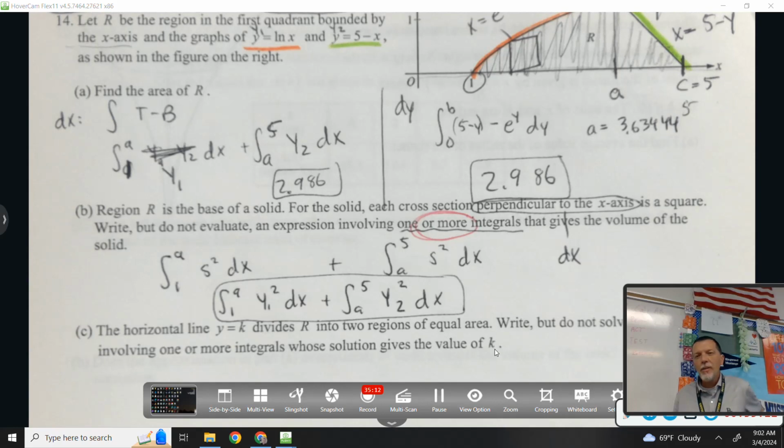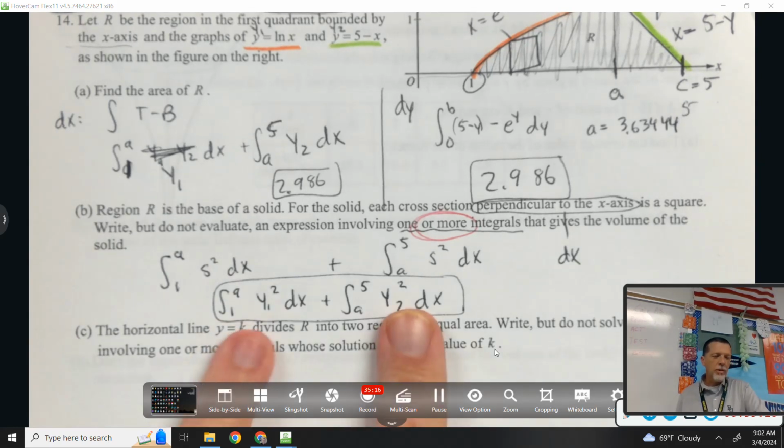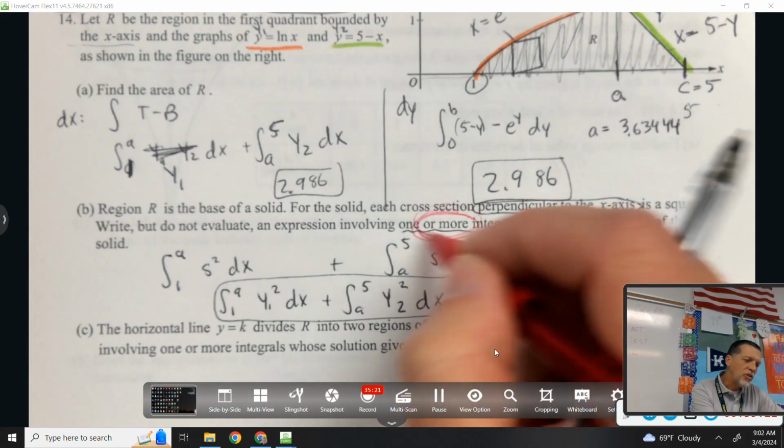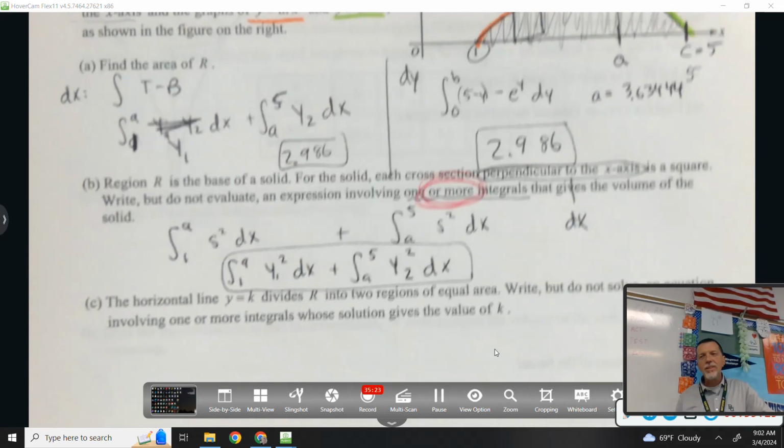So because of how that one was set up, I had to do dx, and then I had to split it up into two pieces, which it was maybe gently hinting at with that one or more thing there.